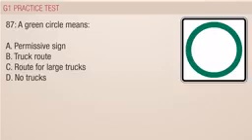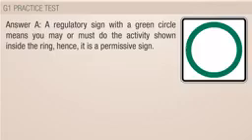Question 87. A green circle means A. Permissive sign. B. Truck route. C. Route for large trucks. D. No trucks. Answer A. A regulatory sign with a green circle means you may or must do the activity shown inside the ring, hence, it is a permissive sign.